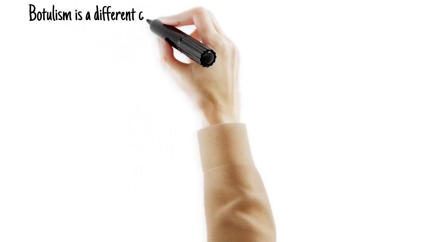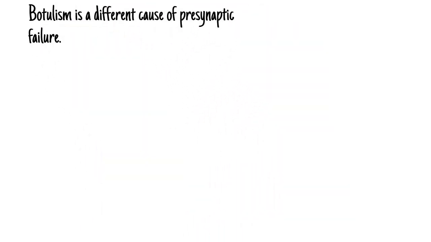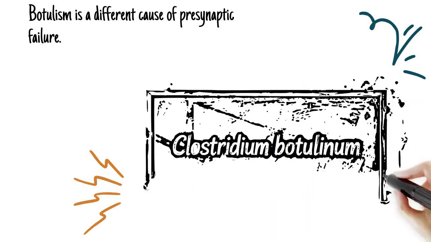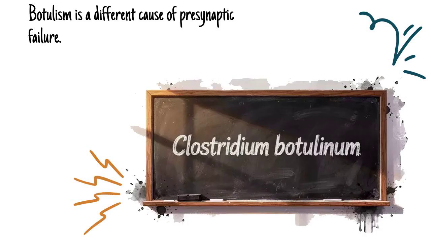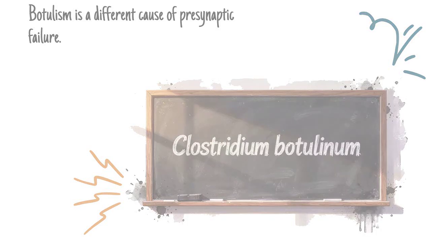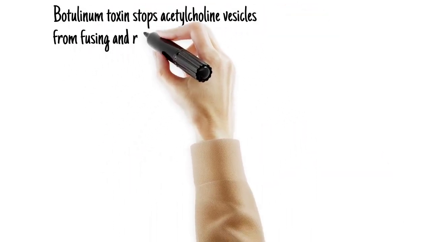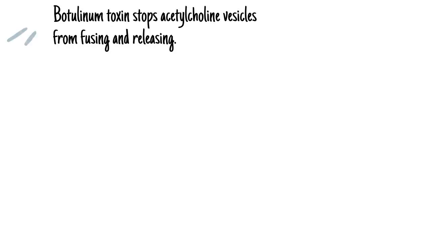Botulism represents a completely different form of presynaptic failure. The toxin produced by Clostridium botulinum is proteolytic. It acts as an enzyme that physically cleaves and destroys specific presynaptic proteins that are part of the vesicle docking and fusion machinery. These proteins are essential for synaptic vesicles to attach to the presynaptic membrane and release their acetylcholine contents.